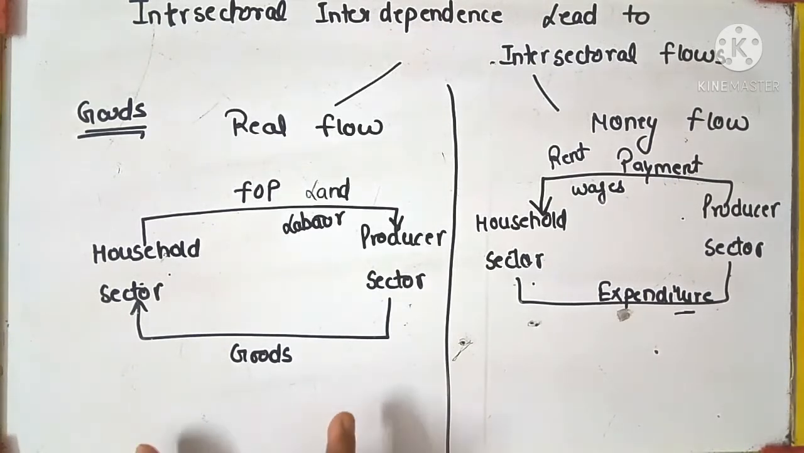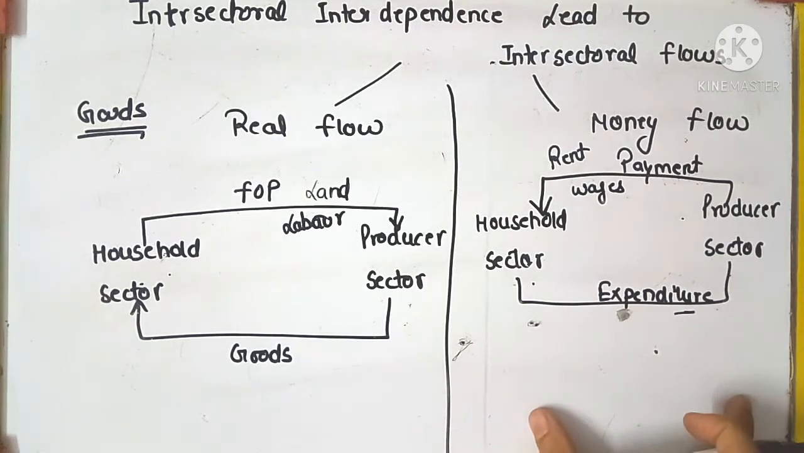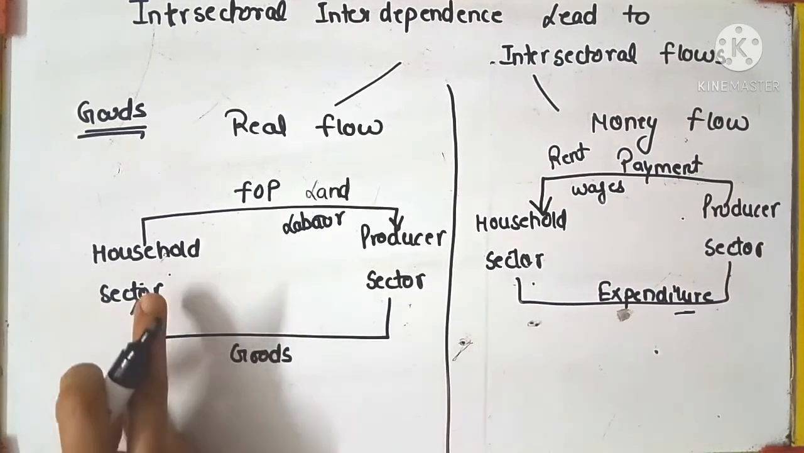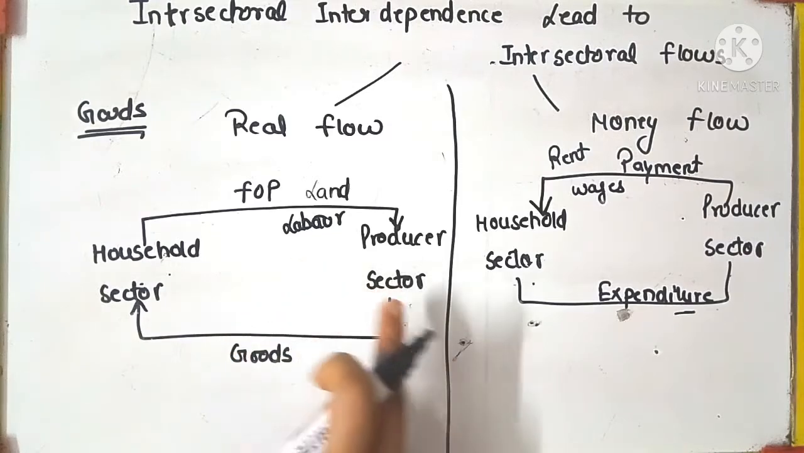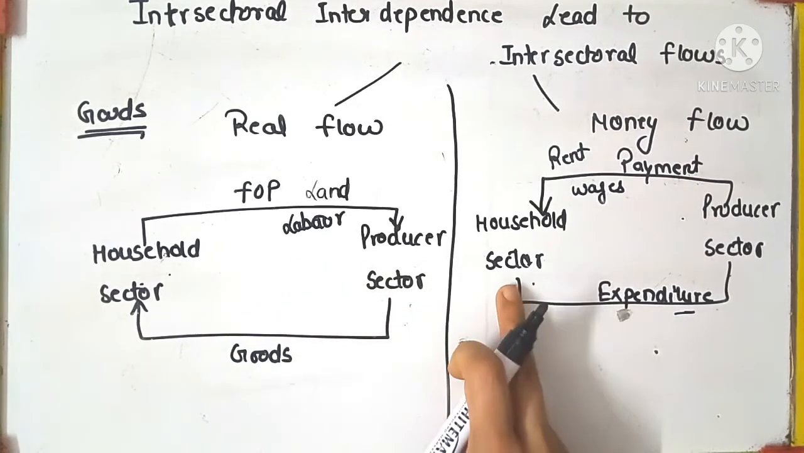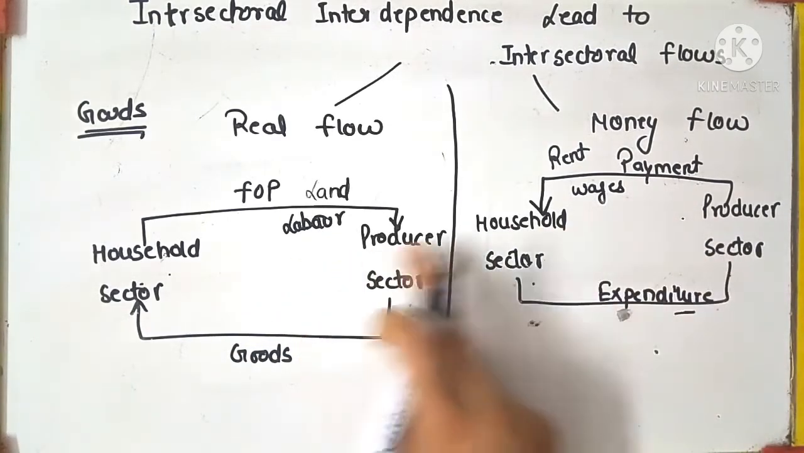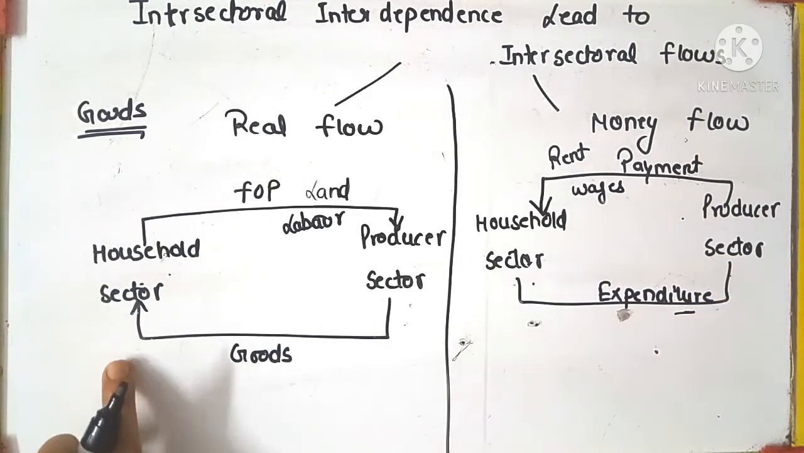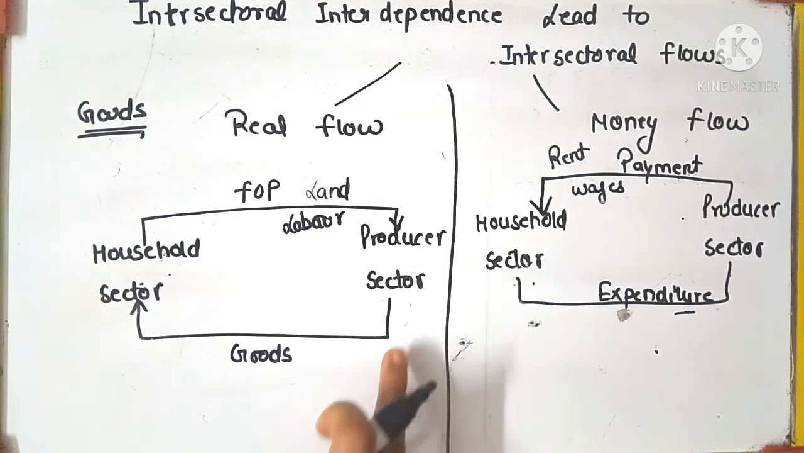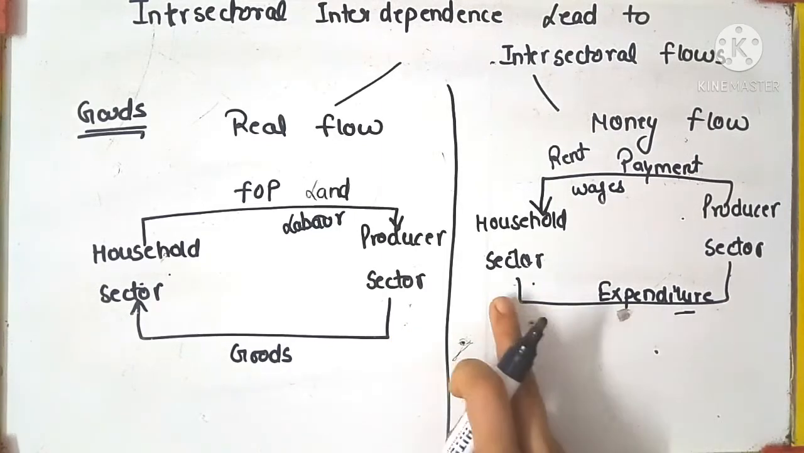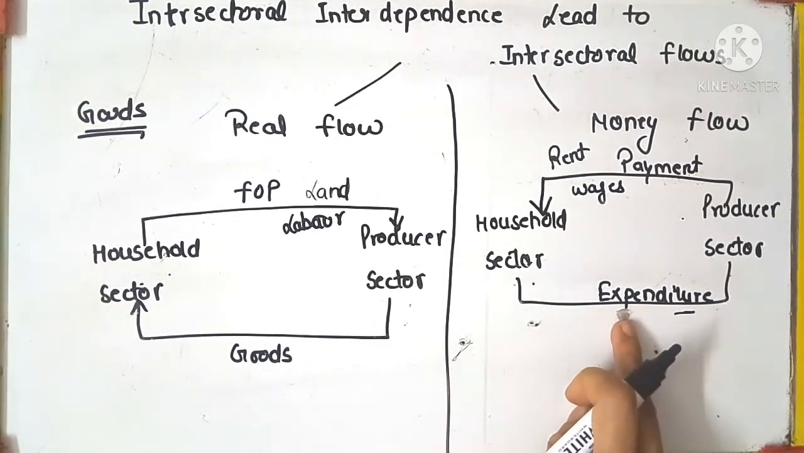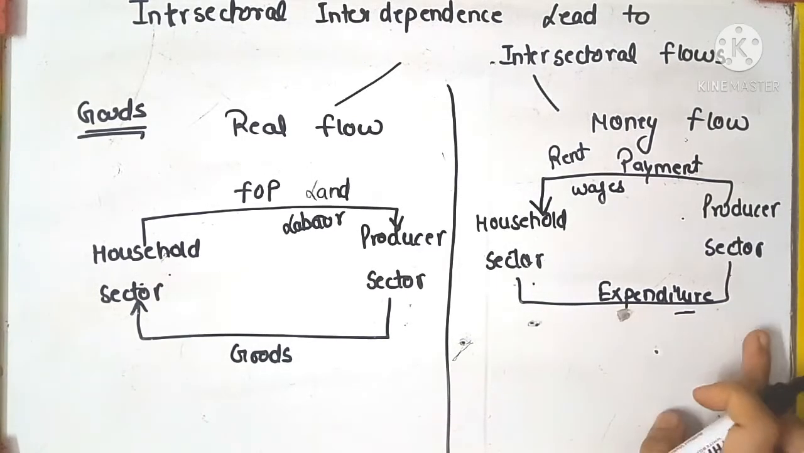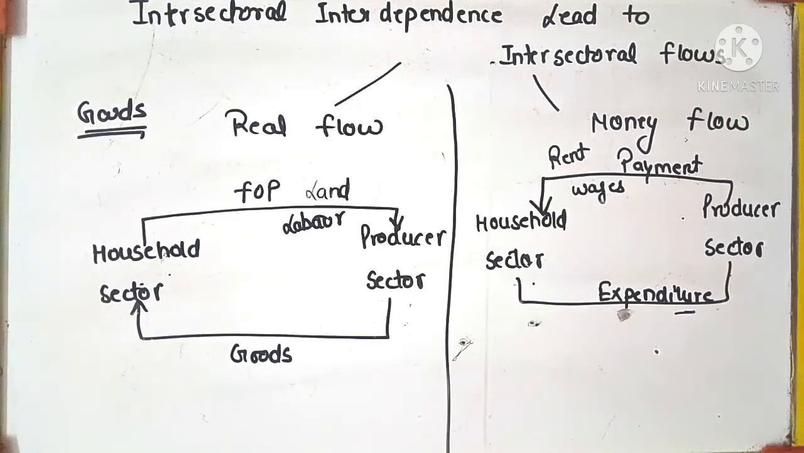So this is all about our real flow and money flow, and both these things are opposites. Like the household provides factors of production to the producer, and the household receives payment for these services from the producer. Here the household sector buys goods from the producer sector. Here the household sector does expenditure on goods, and that is received by the producer sector.